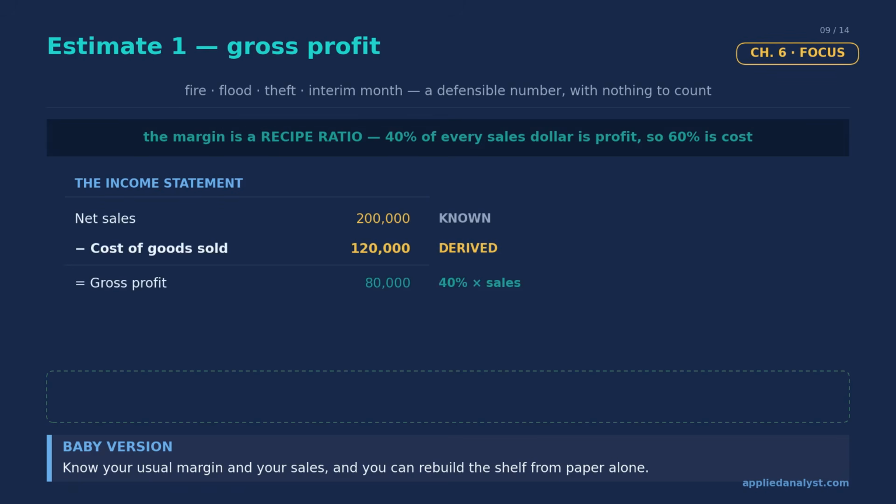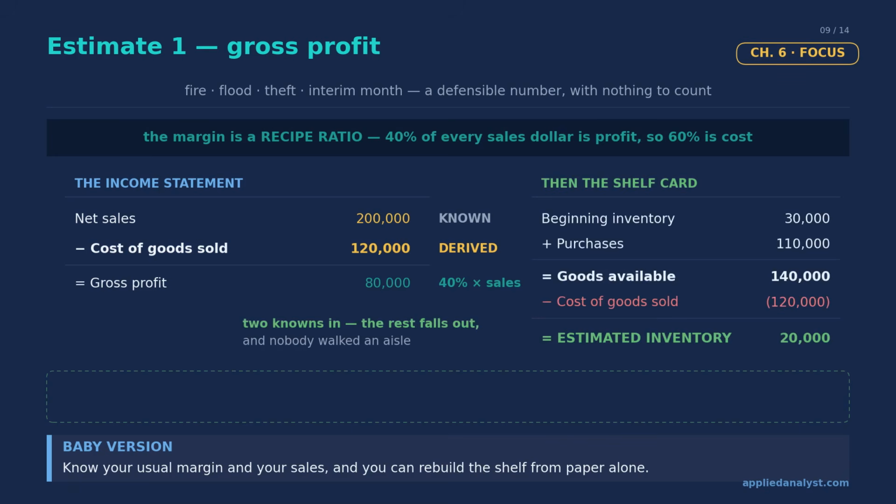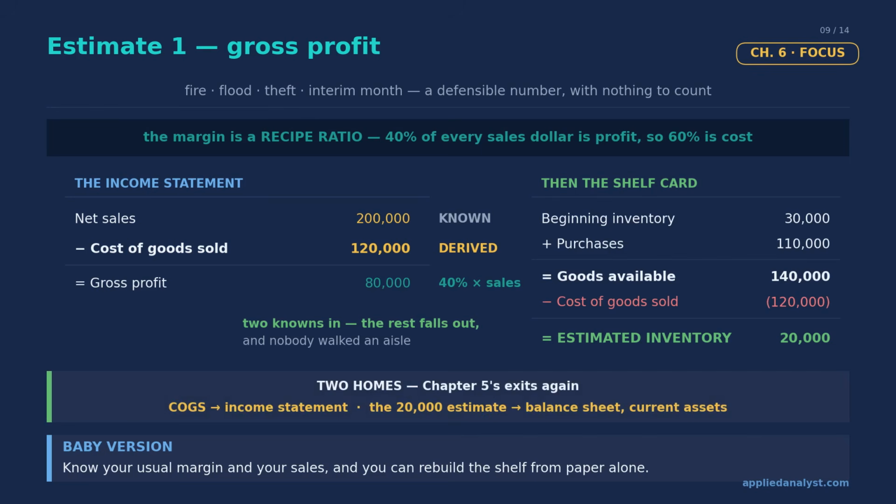Watch it work on the income statement. Net sales, $200,000. Margin, 40%. So gross profit is $80,000, and the goods that sold must have cost $120,000. Then the shelf card, the same engine as all night. $30,000 of beginning inventory plus $110,000 of purchases is $140,000 available. Strip out the $120,000 that sold and $20,000 should still be sitting there. Nobody walked an aisle. And the placement you now know cold.